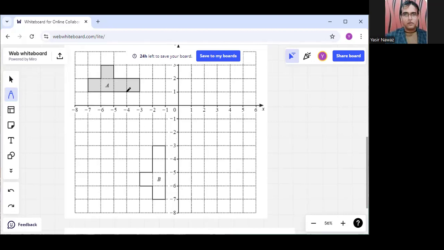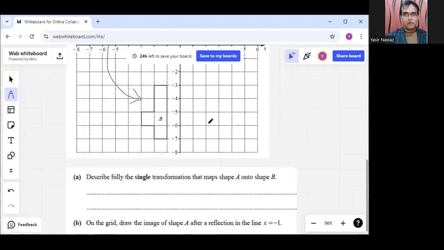So it's actually a rotation of 90 degrees. It's a rotation of 90 degrees anti-clockwise.